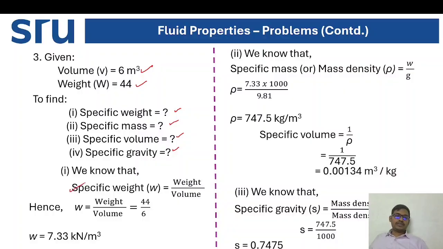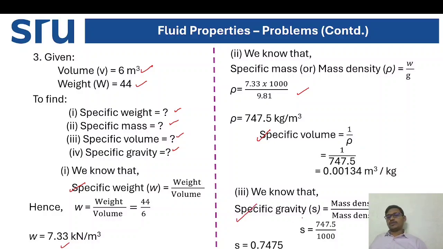Specific weight equal to weight by volume, that is 44 by 6, that is 7.33 kilonewtons per meter cube. And specific mass or mass density is equal to W by G, that is equal to 7.33 into 1000 by 9.81. So 7.33 into 1000 by 9.81, that is 747.5 kg per meter cube. So specific volume equal to 1 by rho, that is equal to 1 by 747.5, 0.00134 meter cube per kg.